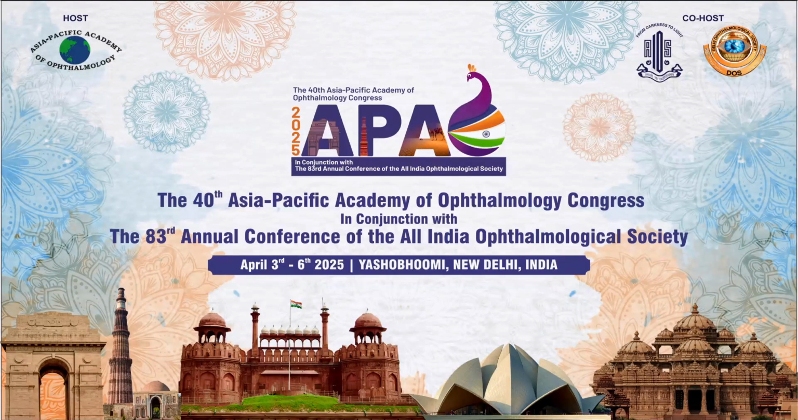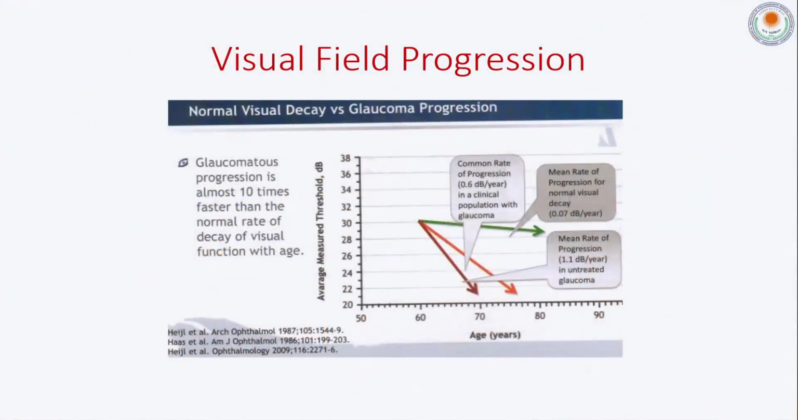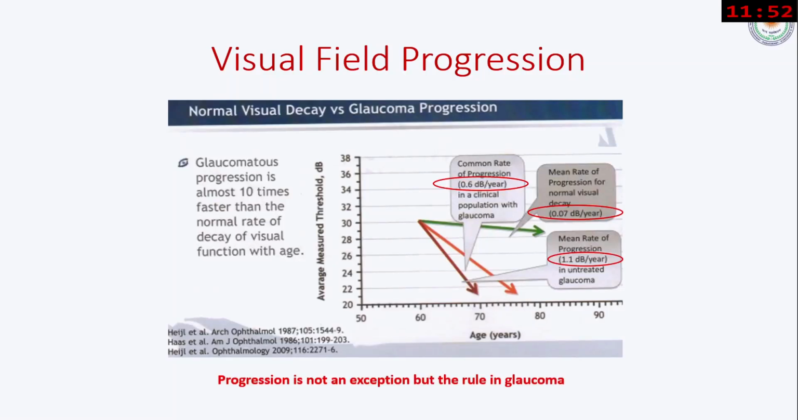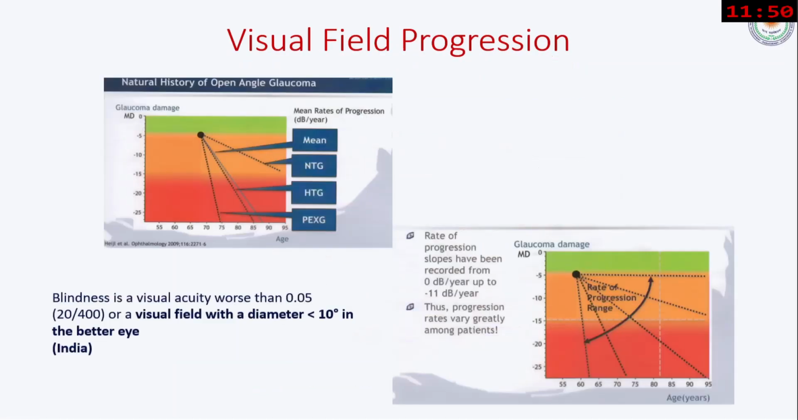Glaucomatous progression is almost 10 times faster than the normal rate of decay of visual function with age. So the normal rate of decay is about 0.07 decibel per year, whereas in treated glaucoma patients it's about 0.6 decibel per year, and it is much worse, 1.1 decibel per year in untreated glaucoma patients. So progression is not an exception, but the rule in glaucoma.